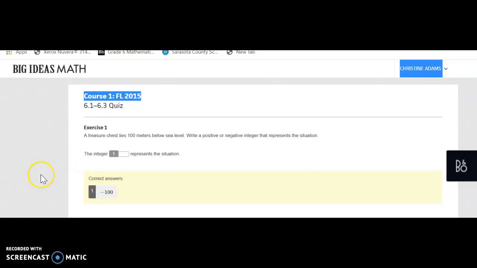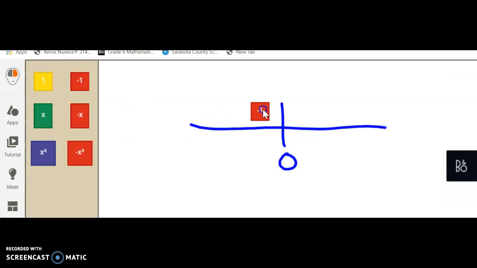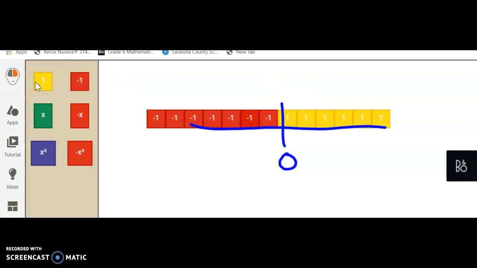So now we're going to go into graphing -7 and its opposite. So we have to do -7 and its opposite. So here's our -1, -2, -3, -4, -5, -6, -7. And the opposite of that would be positive: +1, 2, 3, 4, 5, 6, 7.